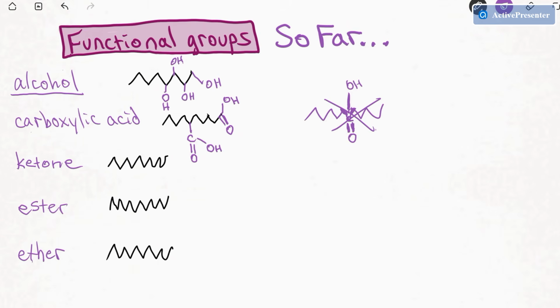You can't do that. So you'd have to have another carbon initiating the carboxylic acid if it's sandwiched in the hydrocarbon chain, or it would be a terminal thing at the very end of the hydrocarbon chain. Now let's do a ketone.